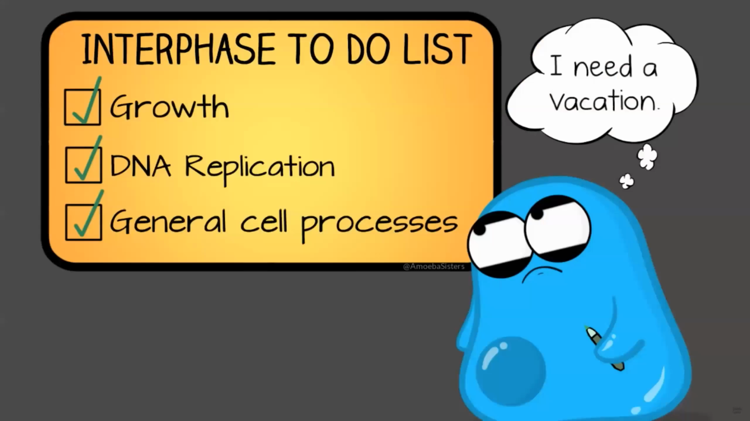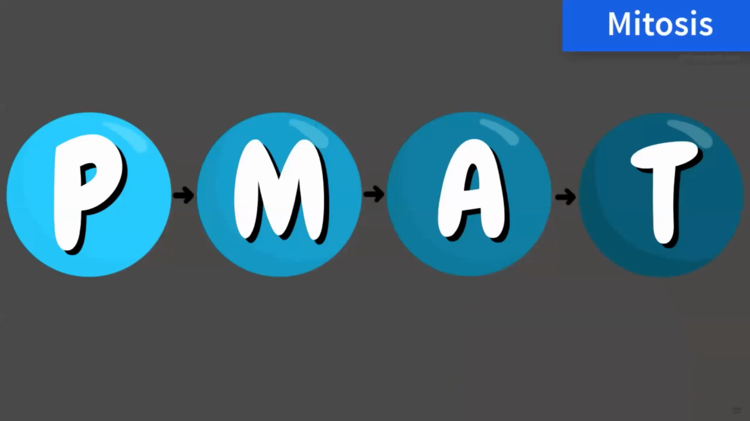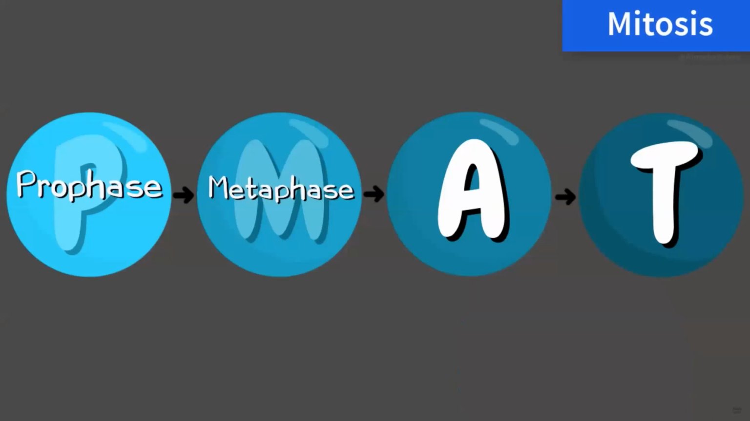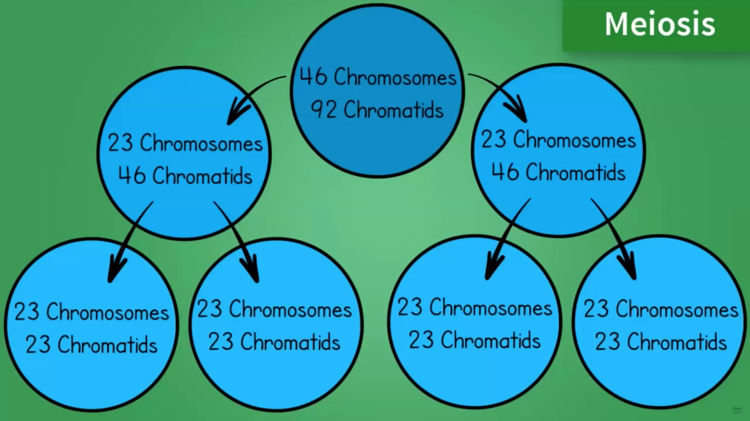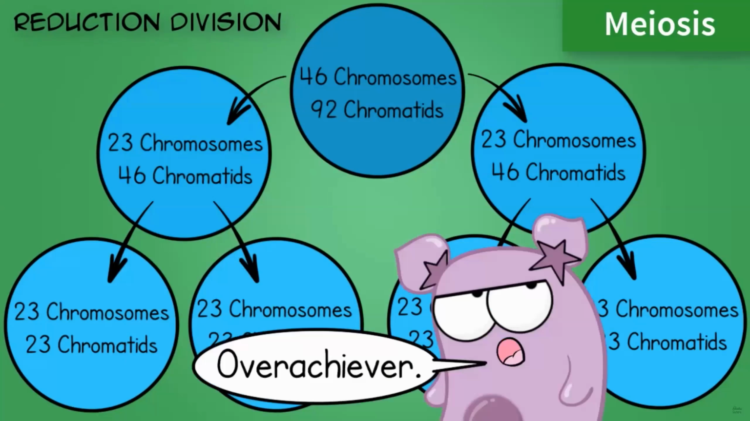Okay, so interphase checklist done. Now we can move into meiosis. You might remember the mitosis stages PMAT. The P was for prophase, the M was for metaphase, the A for anaphase, and the T for telophase. And the good news is that in meiosis, you still use those terms. But because meiosis is actually a reduction division, you're going from 46 chromosomes to 23, which means you actually divide twice.